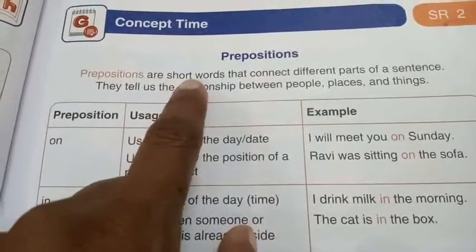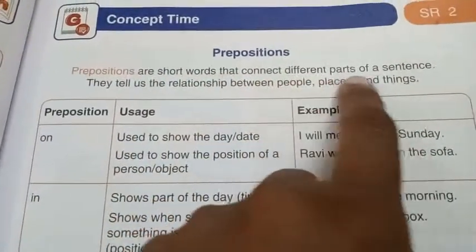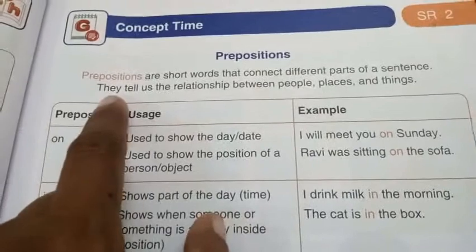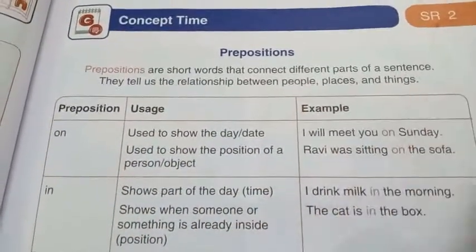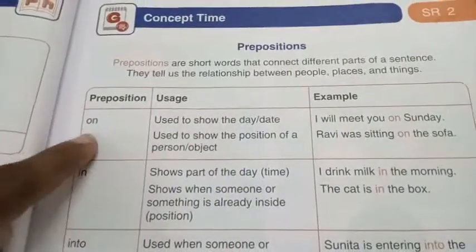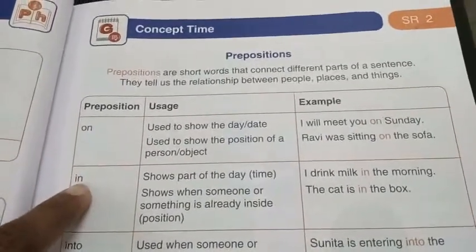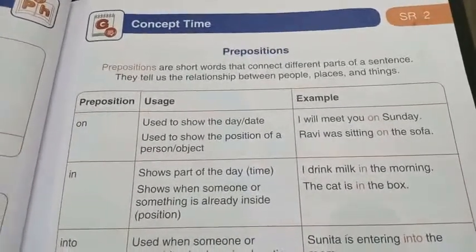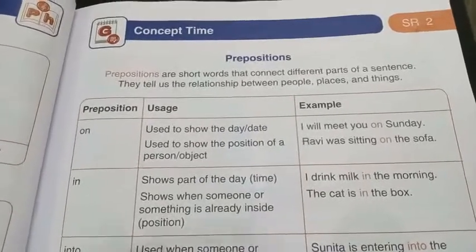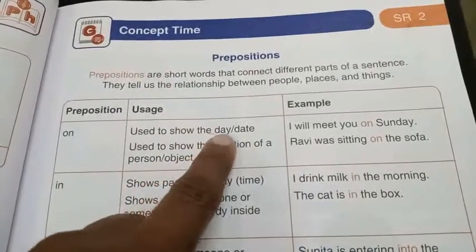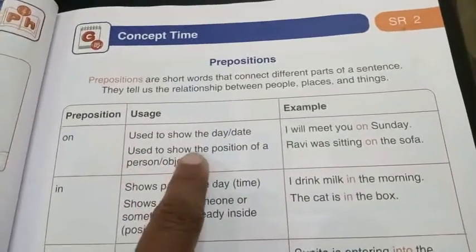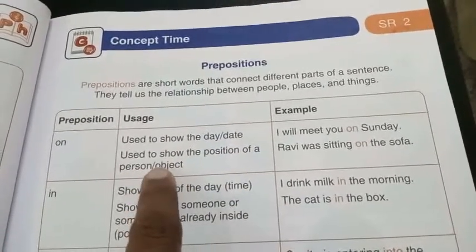Prepositions are short words that connect different parts of a sentence. They tell us the relationship between people, places and things. We learnt on, in, at, towards, during. Let us see the first one. On. Used to show the day and date. Used to show the position of a person or object.